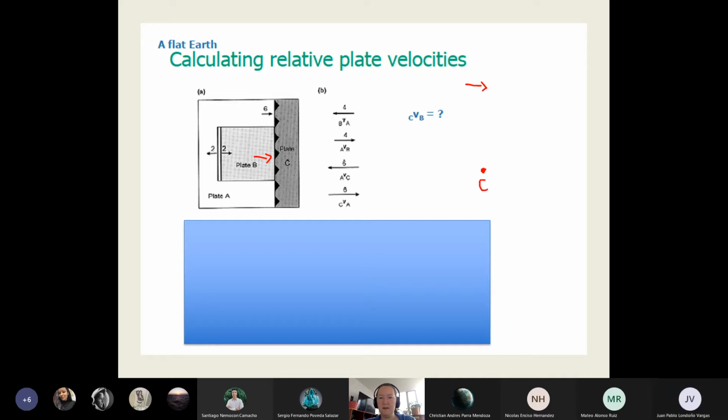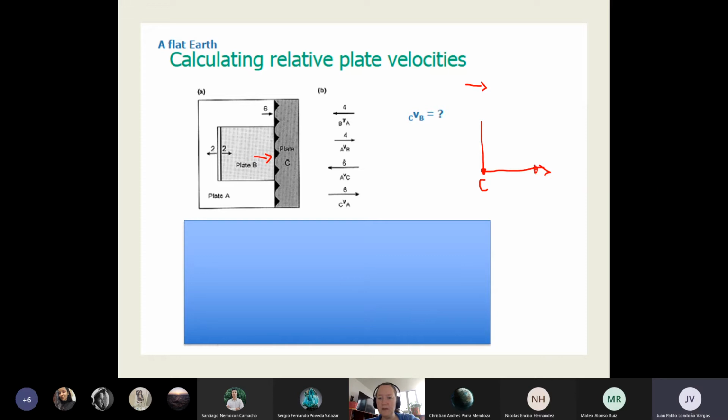C at a velocity of 0, 0. We can do this in 2D, but really all of the motion is in 1D, in the X direction. Now, if I'm in plate C, where is plate A going with respect to me, and how fast? That's 6. 6 to the right.